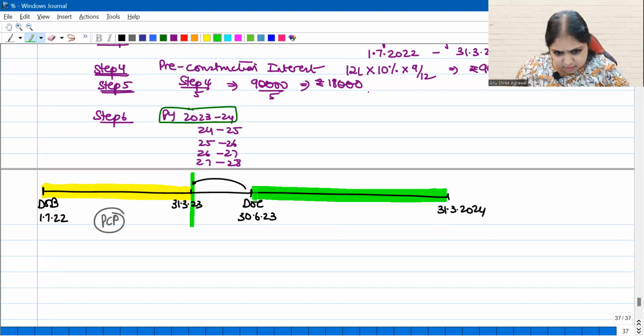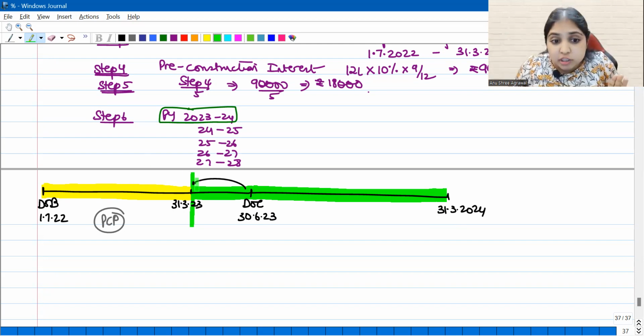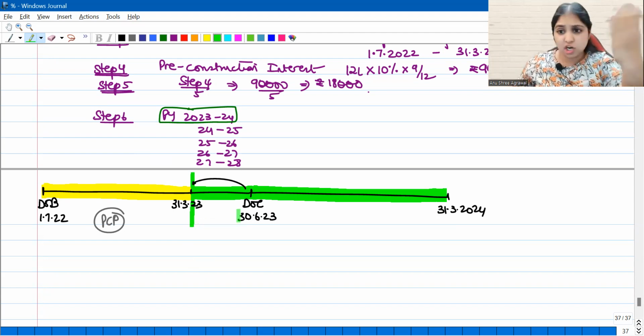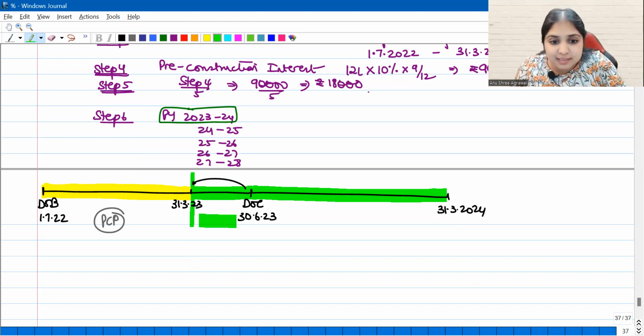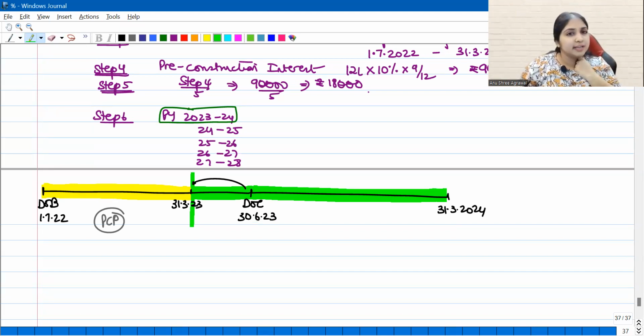So, 30th June onwards will definitely be current year interest. Even these 3 months will come under current year interest because I don't have a choice. Otherwise, where will I put these 3 months? Because pre-construction interest concept is clearly saying stop pre-construction interest on 31st March. So the remaining 3 months over here, okay, fine, construction is still going on, but this 3 months interest is not falling under pre-construction period. So no choice, dump it into current year interest.